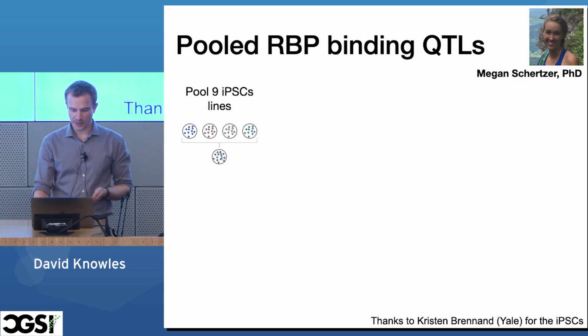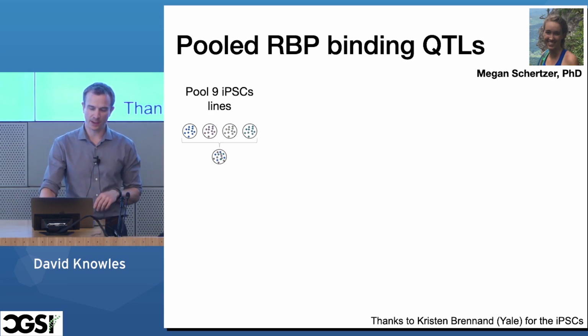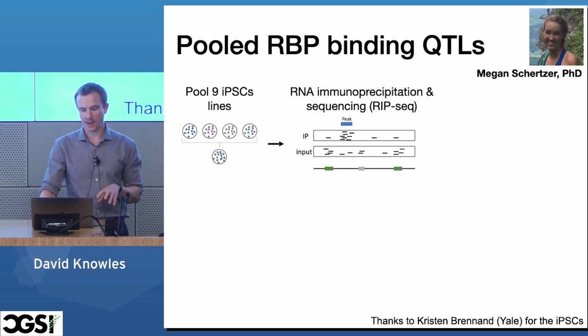So what Megan did in these experiments was to take 9 iPSCs, so those are induced pluripotent stem cells, pool them together, grow them for a while, and then do RNA immunoprecipitation and sequencing. So this is sort of a related method to eCLIP.